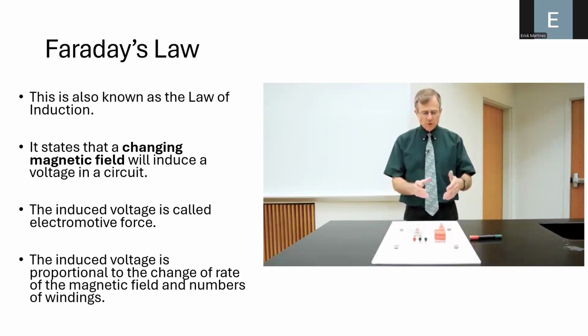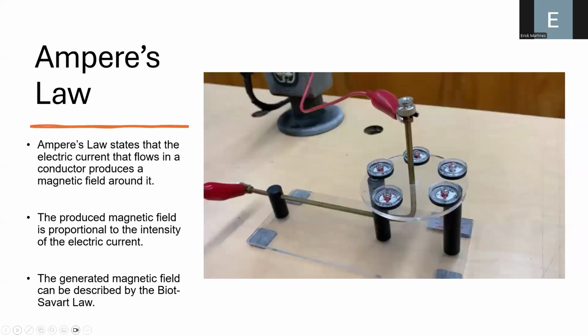Again, it states that when you move a magnet near a conductor, you can induce a voltage. This voltage is proportional to the rate of change of the magnetic field and also the number of windings, or the number of turns in the coil in which you are inducing that voltage. So this is one of the laws.